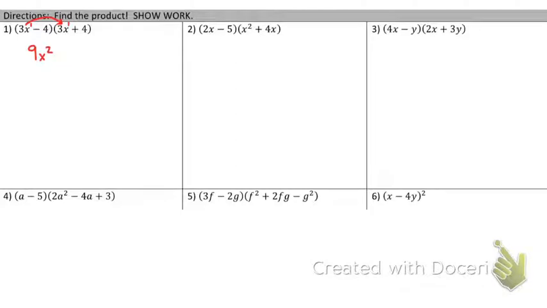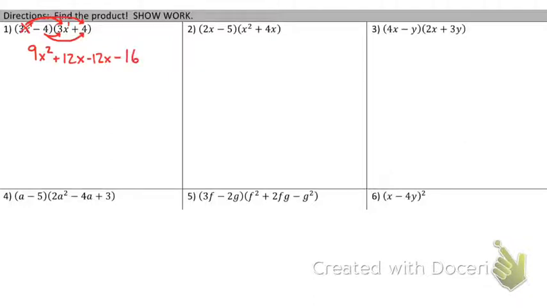Okay? Then we go 3x times 4. So 3 times 4, and it's positive 4, so that's positive 12. And I only have one x, so it's just going to have an x at the back. We are done distributing the first guy. Let's distribute the second guy. Negative 4 times 3x, that's negative 12. And then the x, nothing multiplies with the x, so we just bring it along. And negative 4 times 4, that gives me negative 16.